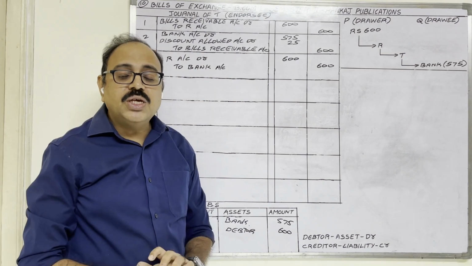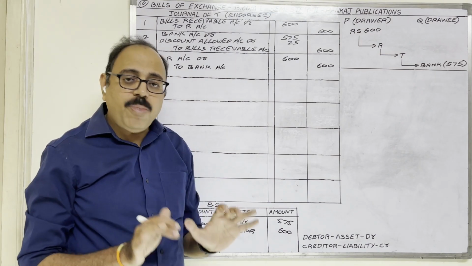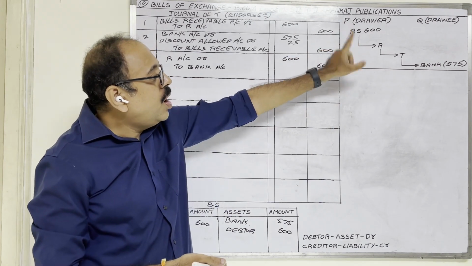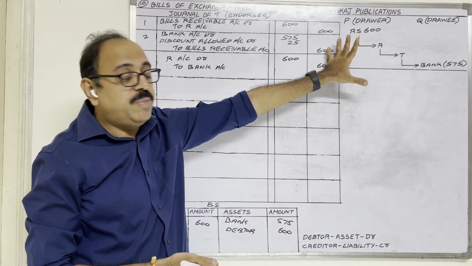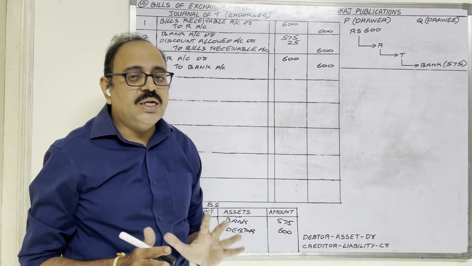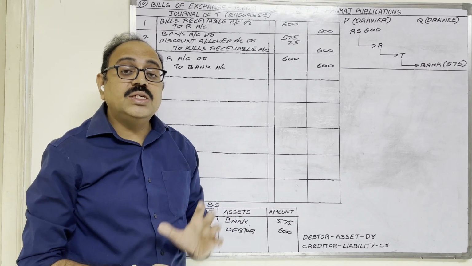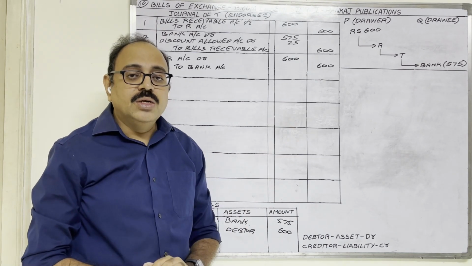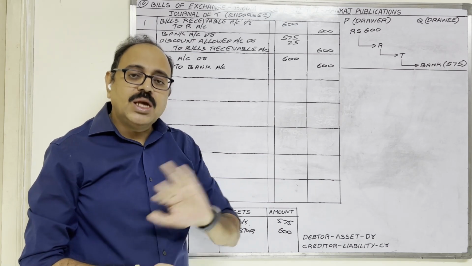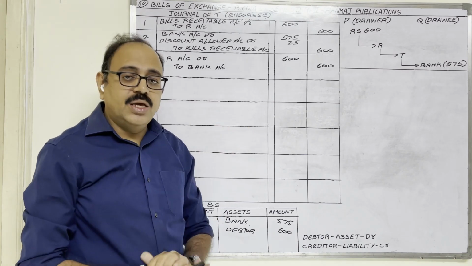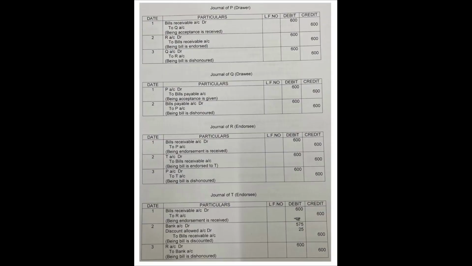In the question, he is asking us to show the journal entries in all parties' books. So we prepared P, Q, R, T's journals, but not a bank journal. So in bank books, we need not write the journal entries. Writing journal entries in bank books is not our bills of exchange related topic. So bank accounts is a separate topic. Therefore, we need not prepare journal of bank here. Take a screenshot of journal.